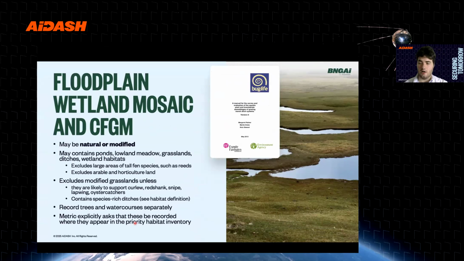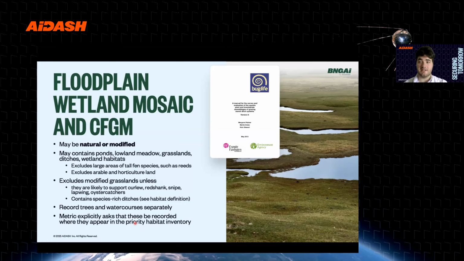More complicated are these last 2 defined mosaics that I'll be talking about, which are the floodplain wetland mosaic and coastal floodplain grazing marsh, and then obviously after that wood pasture, which I've saved till the end. So floodplain wetland mosaic and coastal floodplain grazing marsh, we know that this can come in 2 different types. Both can be natural or modified. And I think it's a really interesting decision by the metric to not only combine these two UKHab habitats, but also to then add additional guidance in the user guide on how we should be mapping them.